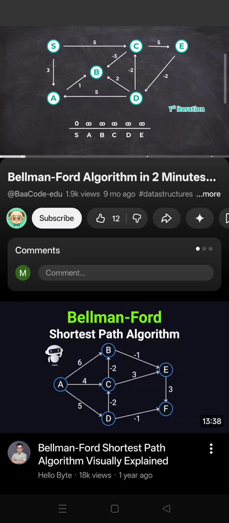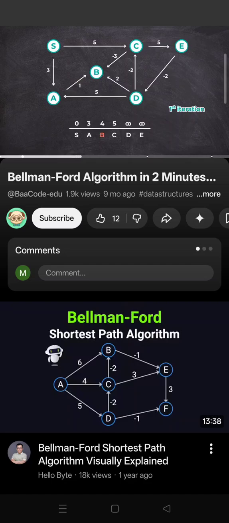We start with vertex S. From S, we can reach A with cost 3 and C with cost 5, so let's update our table. Next up is vertex A. Now we know we can reach A with cost 3. Looking at the outgoing edges, we see we can reach B with cost 1, so the total cost is 4. Moving to vertex B, from B there are no outgoing edges, so we keep going.